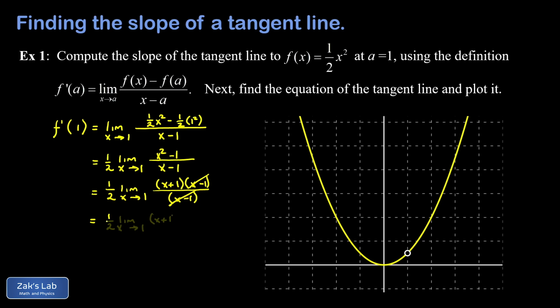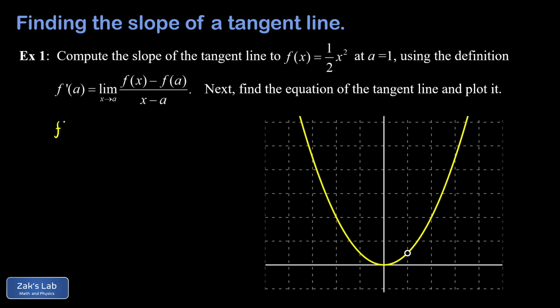So I end up with 1 half times the limit as x goes to 1 of x plus 1. This no longer has the indeterminate form issue, and I can just directly replace x with 1. That gives me a 2 in here, but there's a 1 half out in front. So the whole limit goes to 1. In other words, the slope of the tangent line at x equals 1 is 1. So we've figured out that f prime of 1 is equal to 1.